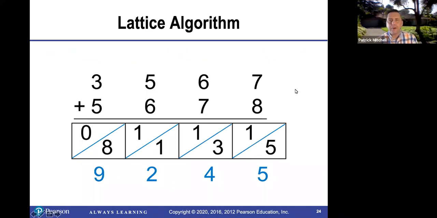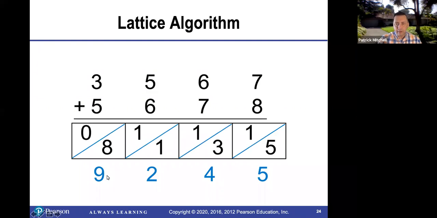All right, I personally really like the lattice algorithm. We're also going to look at this for multiplication. So this is one I definitely need to explain. So we're adding 3,567 and 5,678. So 7 plus 8 is 15. This kind of diagram here is called a lattice. 7 plus 8 is 15. 6 plus 7 is 13. 5 plus 6 is 11. 3 plus 5 is 8.